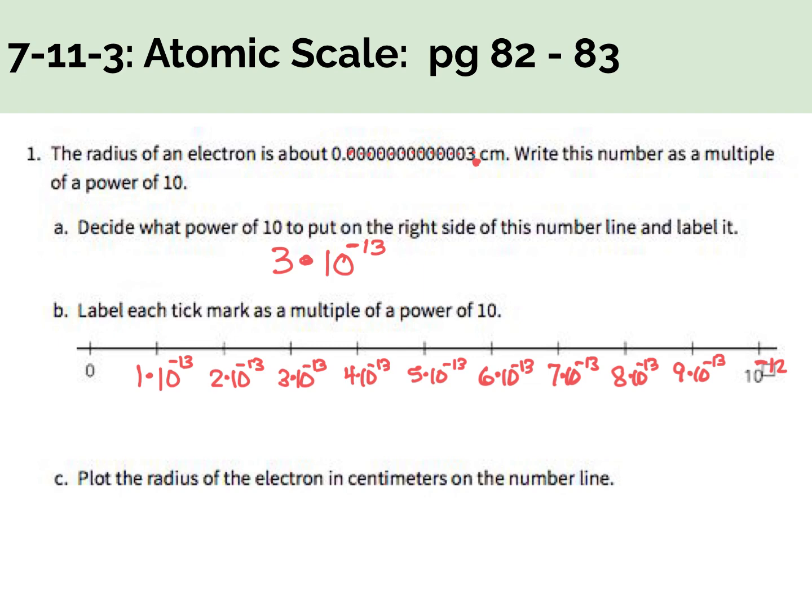All right, the C part of this, let's go ahead and take the radius of electron and we're going to plot it on our number line. Well, where would that go? That would go right here, 3 times 10 to the negative 13.